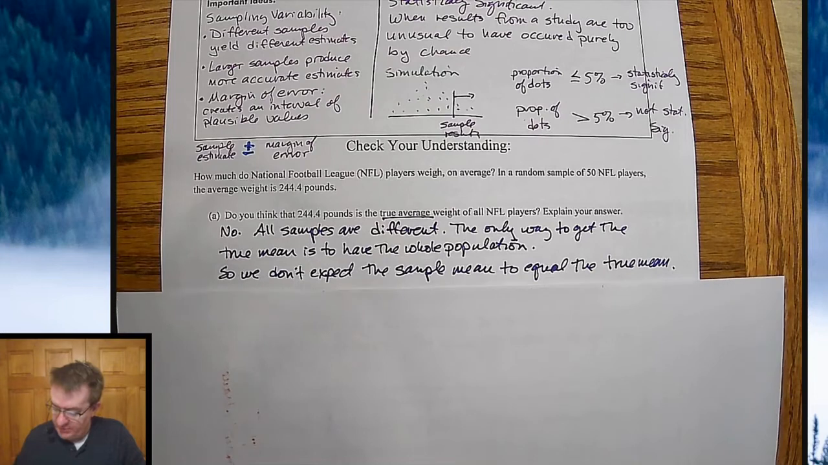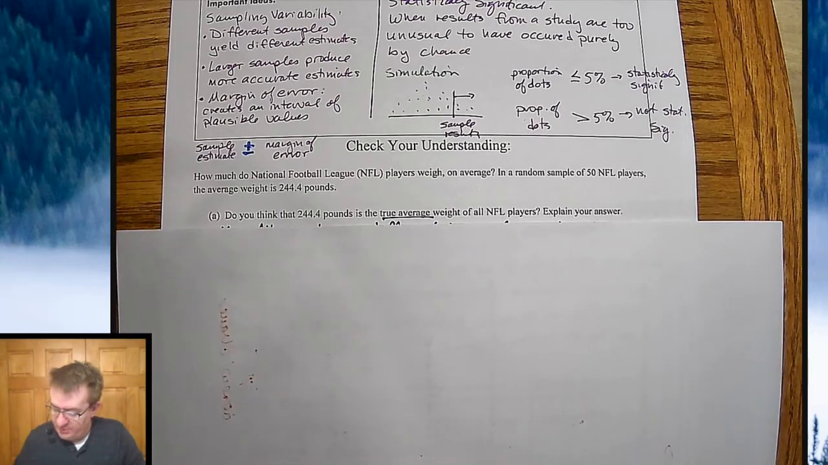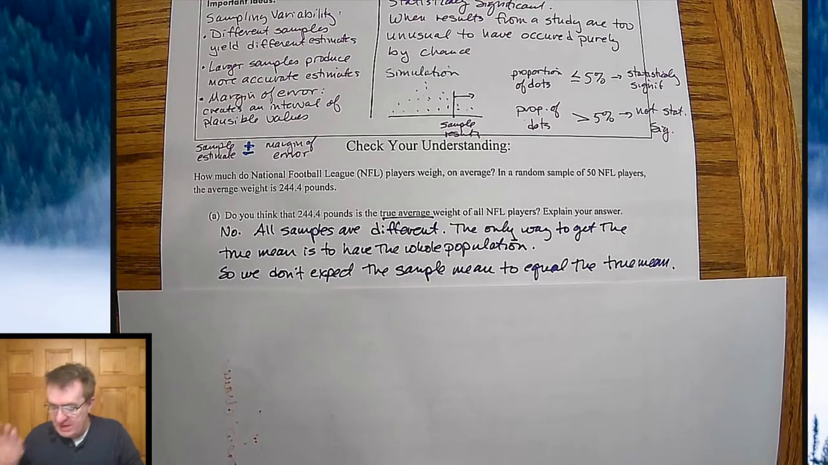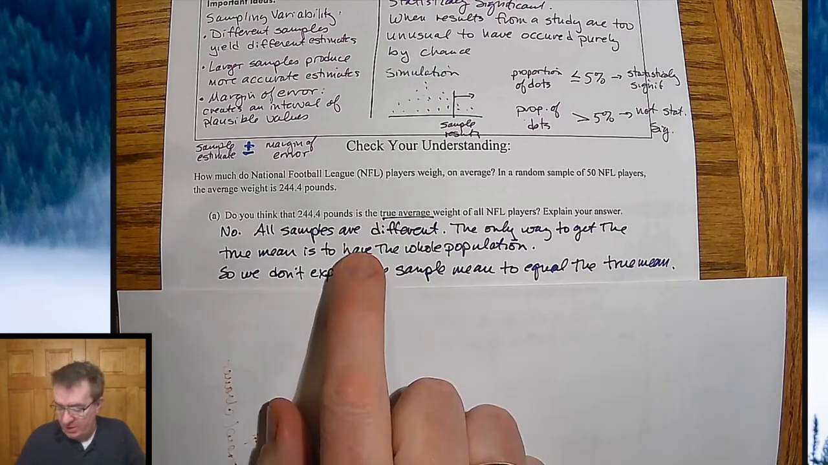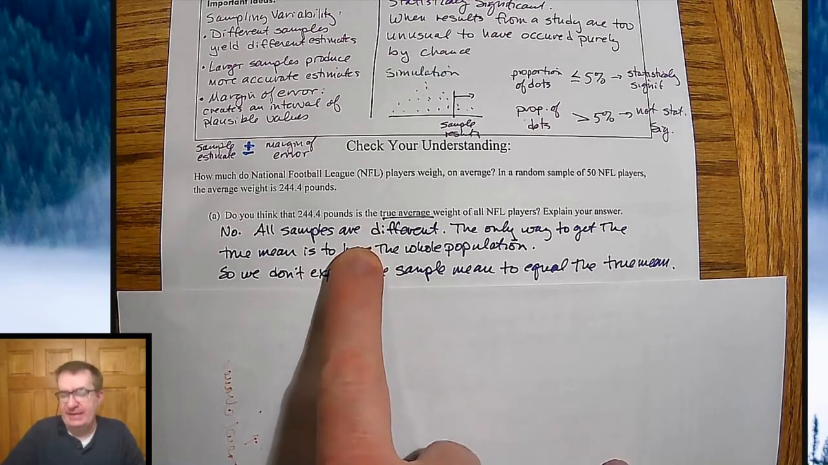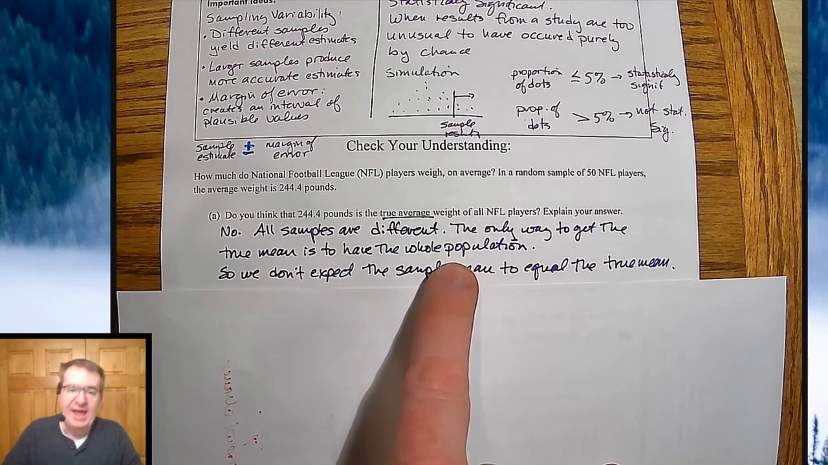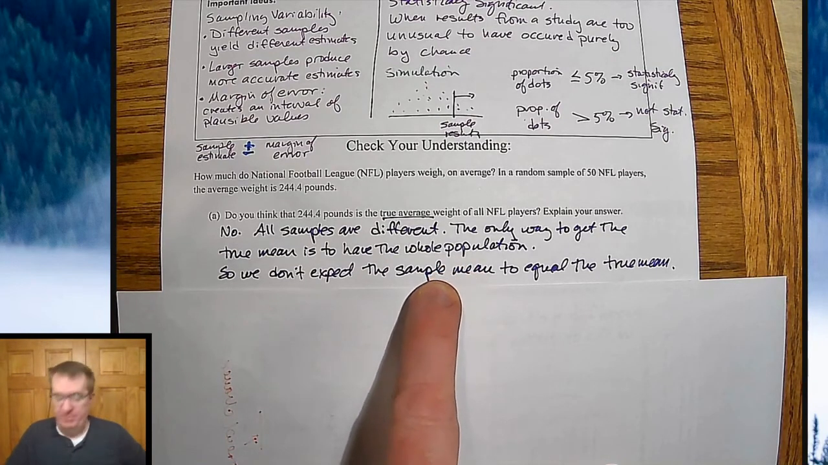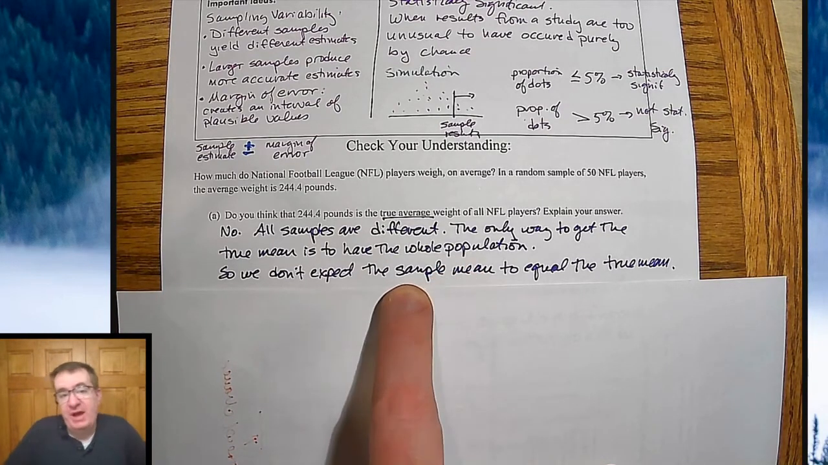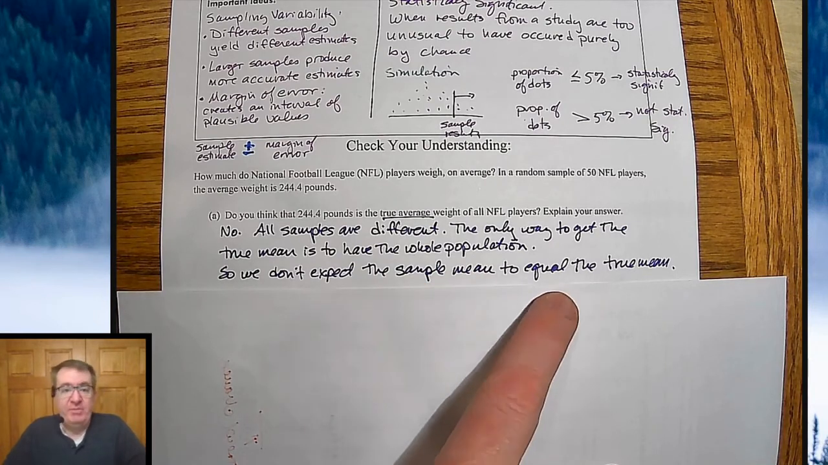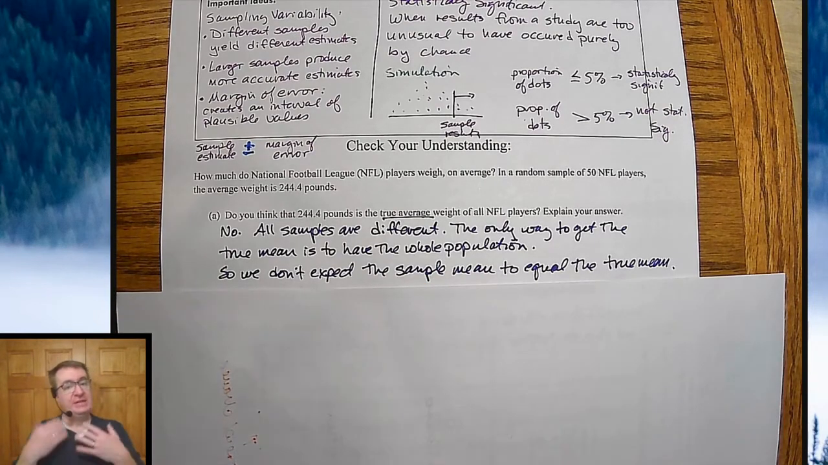All right, so first one, do you think that 244.4 pounds is the true average weight of the NFL players? It's really only a sample, right? Remember, the true mean can only come if you have the whole population. All samples are going to be different, so we can't guarantee that it's going to be the actual true mean. So we don't expect our sample mean to be equal to the true mean. It's going to be an estimate of the true mean, but not the true mean itself.